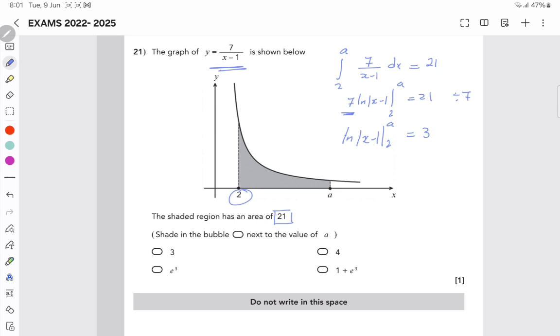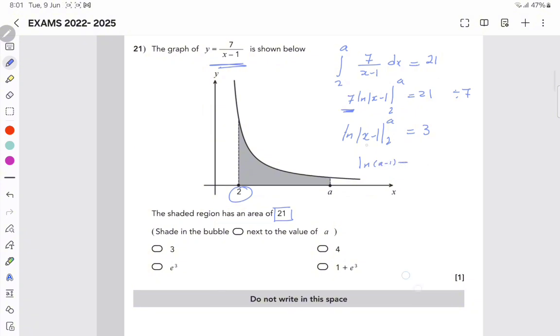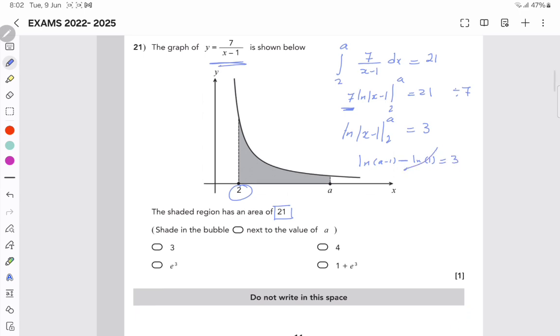We just do that to be clear. Now substitute using the upper limit, it will be ln of a minus 1, minus substitute using the lower limit, ln of 2 minus 1, which is ln 1, which is 0, all equal to 3. To remove ln, we take e as a base, so a minus 1 is equal to e to the power 3. Shifting that to the other side, a equals e to the power 3 plus 1. Did you have that? Yeah, that is it.